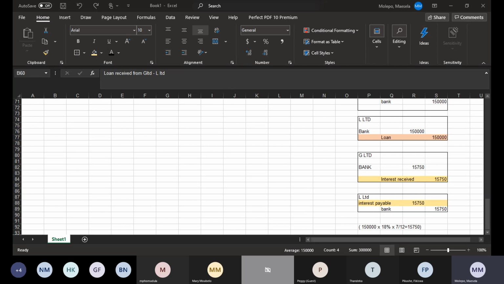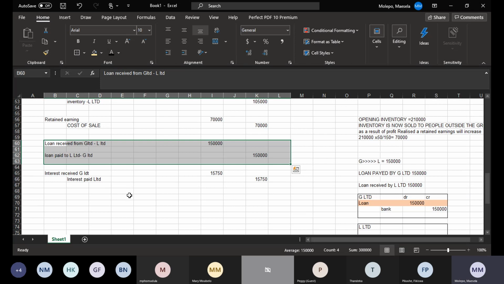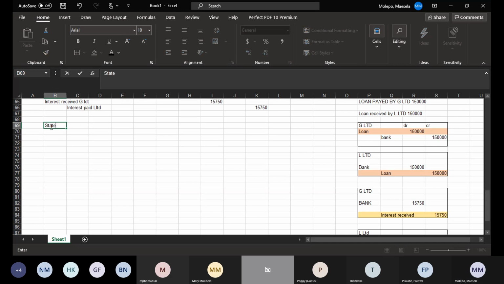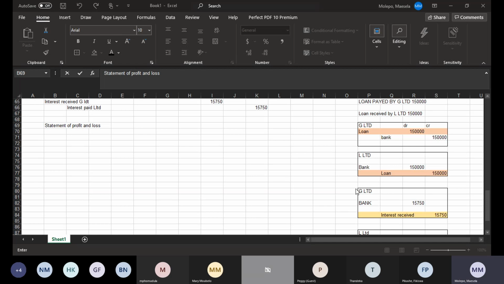So now let's do the calculation of our gross profit, which will be in the statement of profit and loss. While I'm busy tackling the part of the statement of profit and loss, I will request that question so that I am able to clarify the part of the interest.